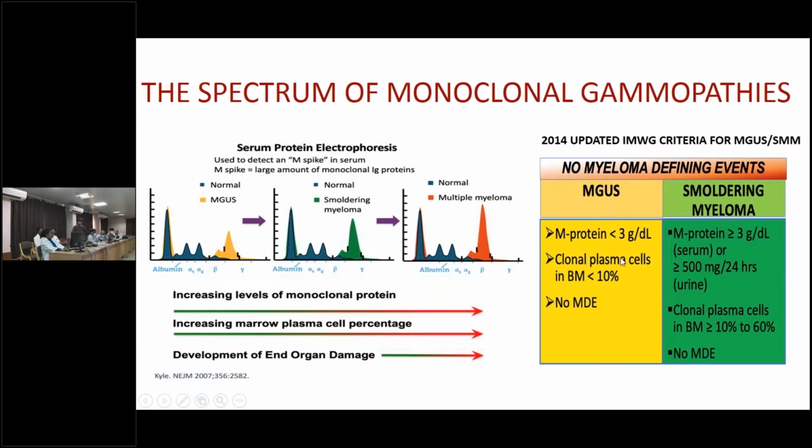So what are the criteria for the diagnosis of monoclonal gammopathy of undetermined significance and smoldering myeloma? The plasma cells do not meet the criteria of myeloma: the clonal plasma cells are less than 10%, and there are no myeloma defining events.